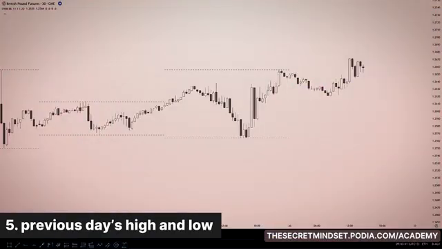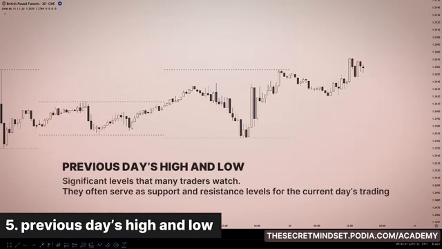The previous day's high and low are other significant levels that many traders watch. They often serve as support and resistance levels for the current day's trading. Again, the big boys frequently target these levels.